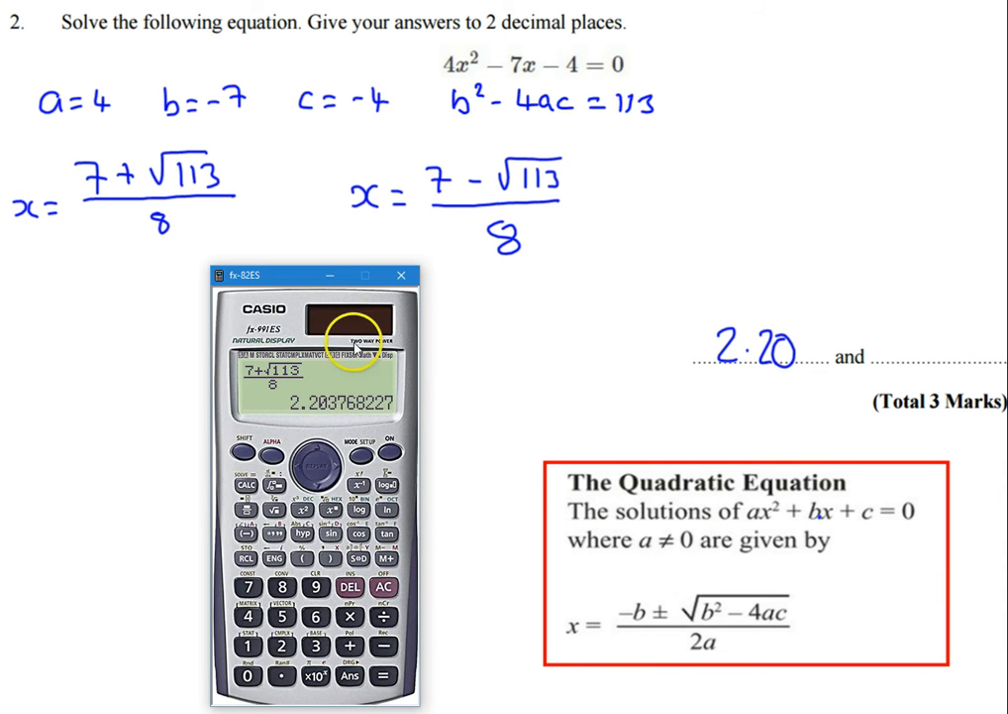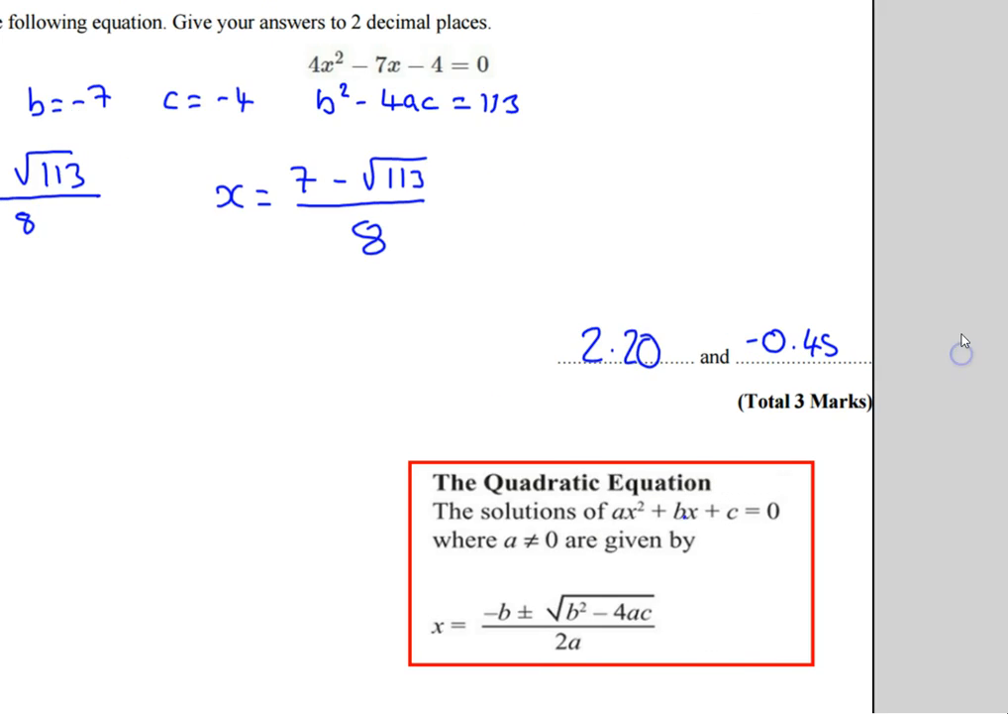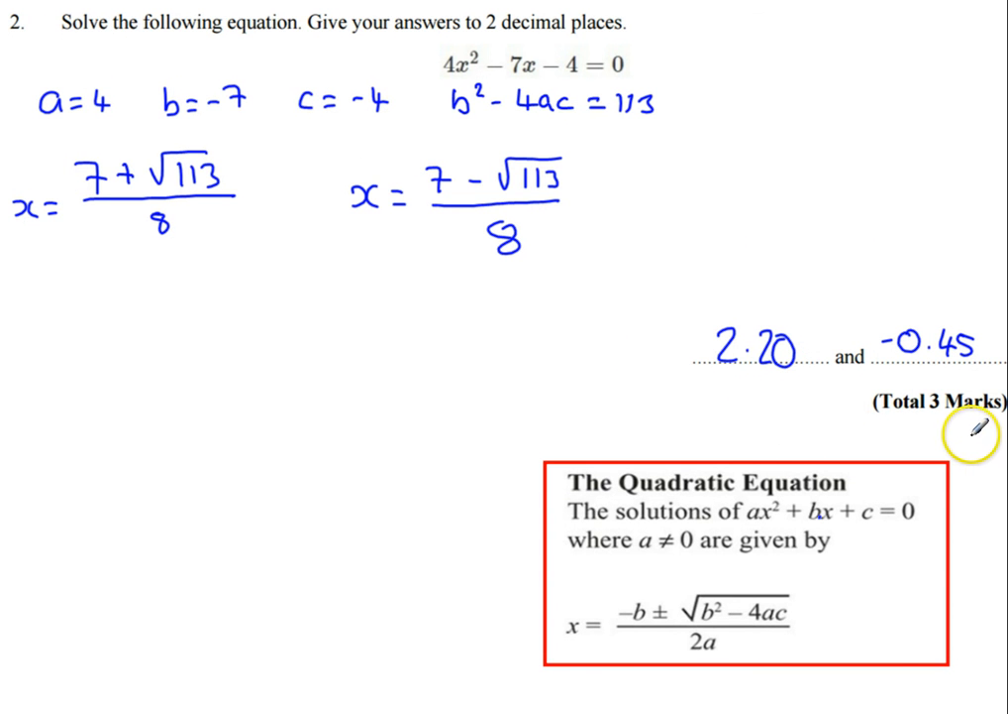I'm now going to do it again, and this time I'm going to change that to a take away. So let's cheat here a little bit. And that gives me negative 0.45. Okay, so those are going to be my 2 solutions, and they're both to 2 decimal places, so that's going to be 3 marks.